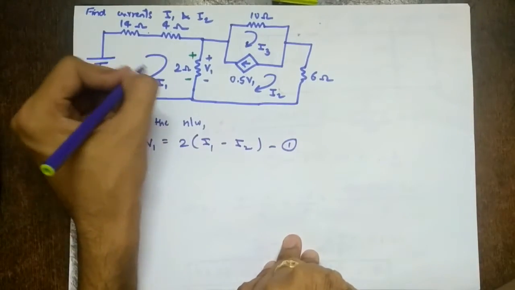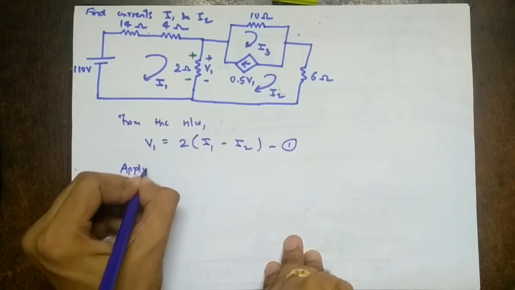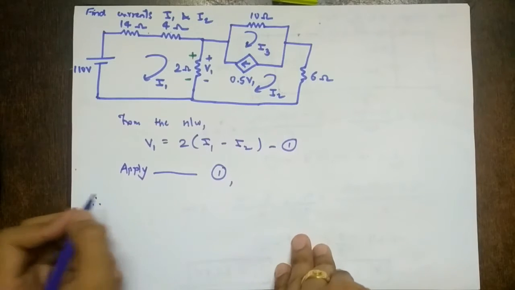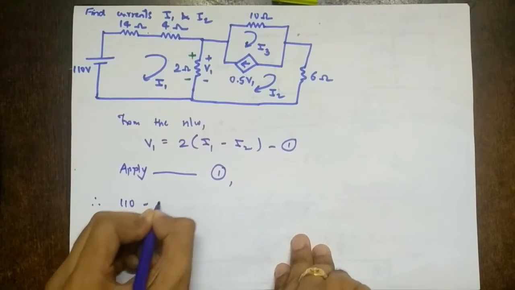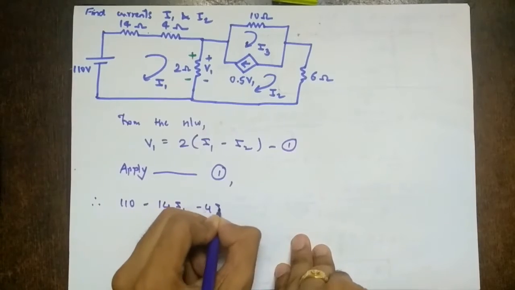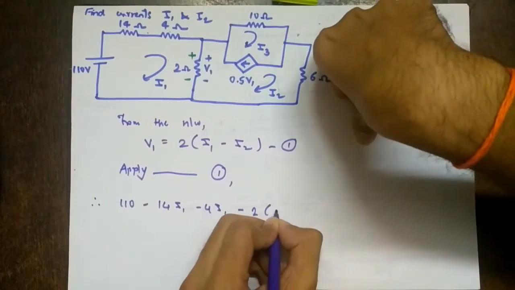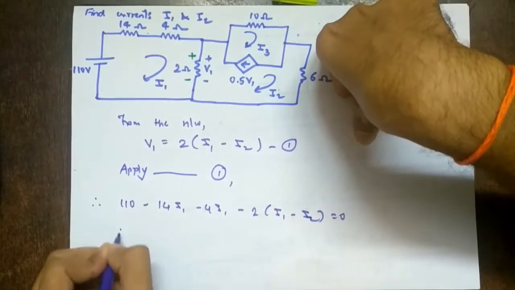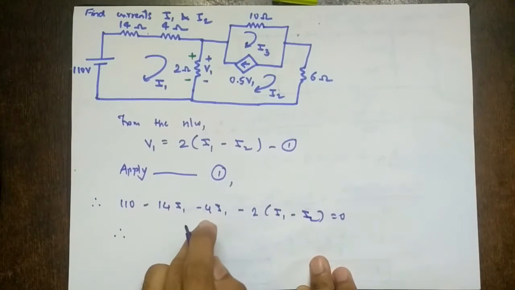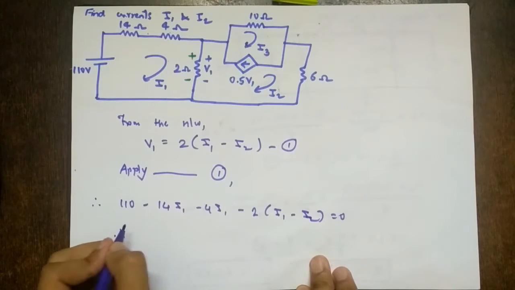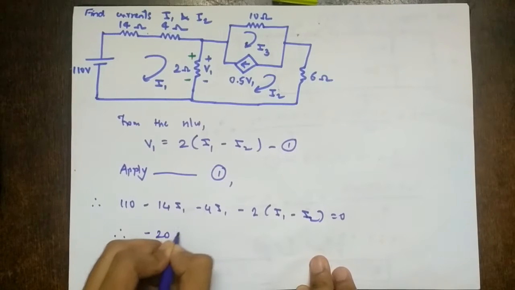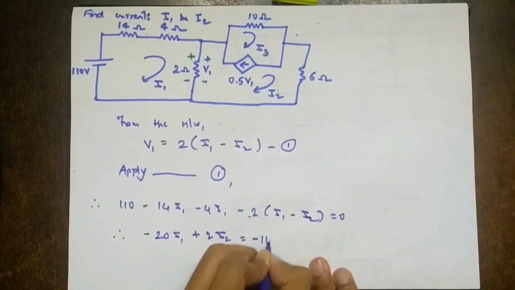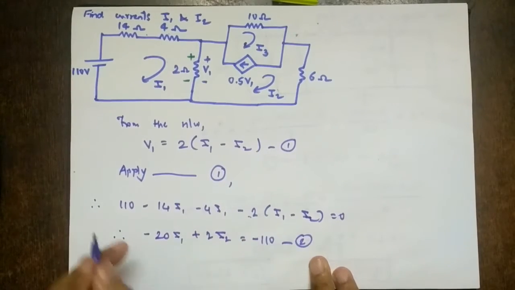Then apply KVL to mesh 1. So what we'll get? Let's start from here. I am not putting plus and minus because it should be clear by now. So minus 14 I1 minus 4 I1. What will this be? Minus 2 times I1 minus I2 equal to 0. So solve this. Minus 14 minus 4 minus 8 minus 18 minus 2 minus 20. So minus 20 I1, this will be plus 2 I2 equal to minus 110. Equation number 2. There is no third unknown here.